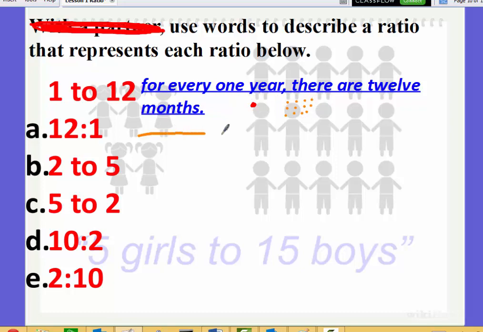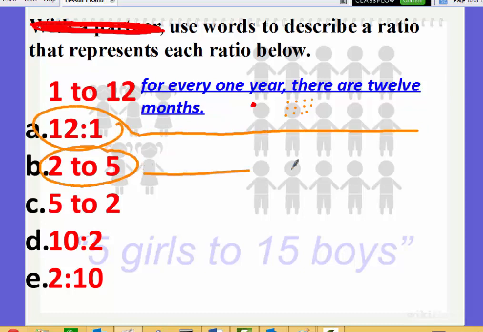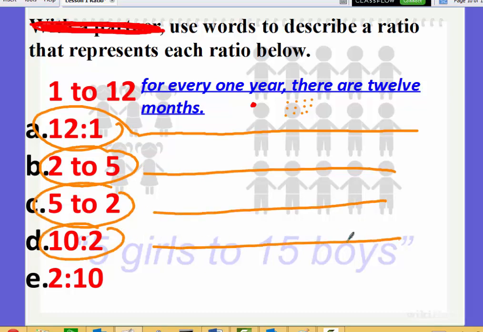So you are going to write a sentence for A's ratio, a sentence for B's ratio, C's ratio, D's ratio, and E's ratio. And you're going to be doing this on Socrative. If you're not sure, come back and refer to this page when you get to that.